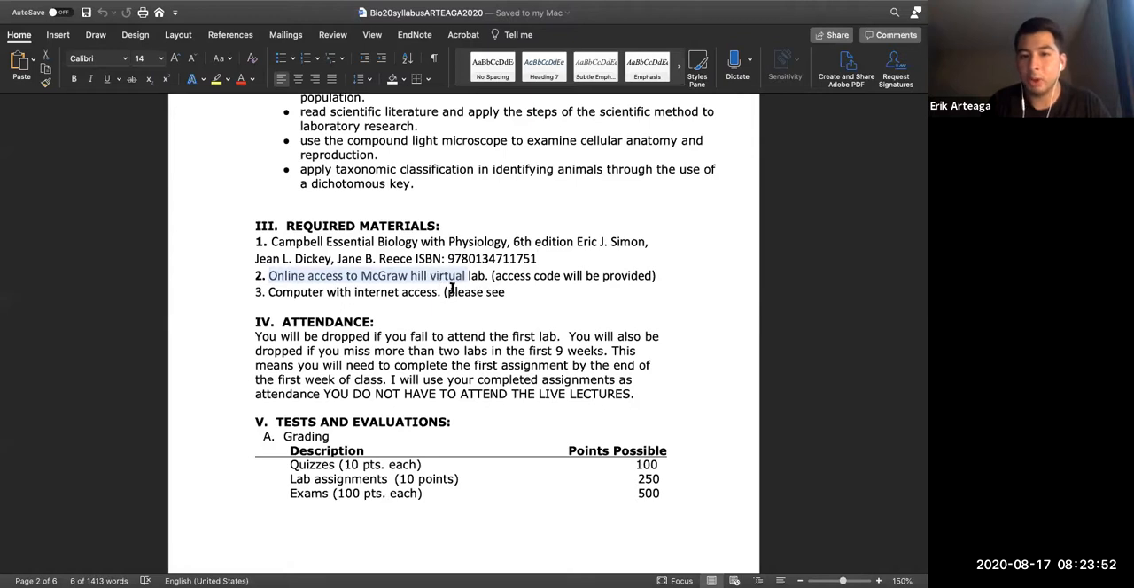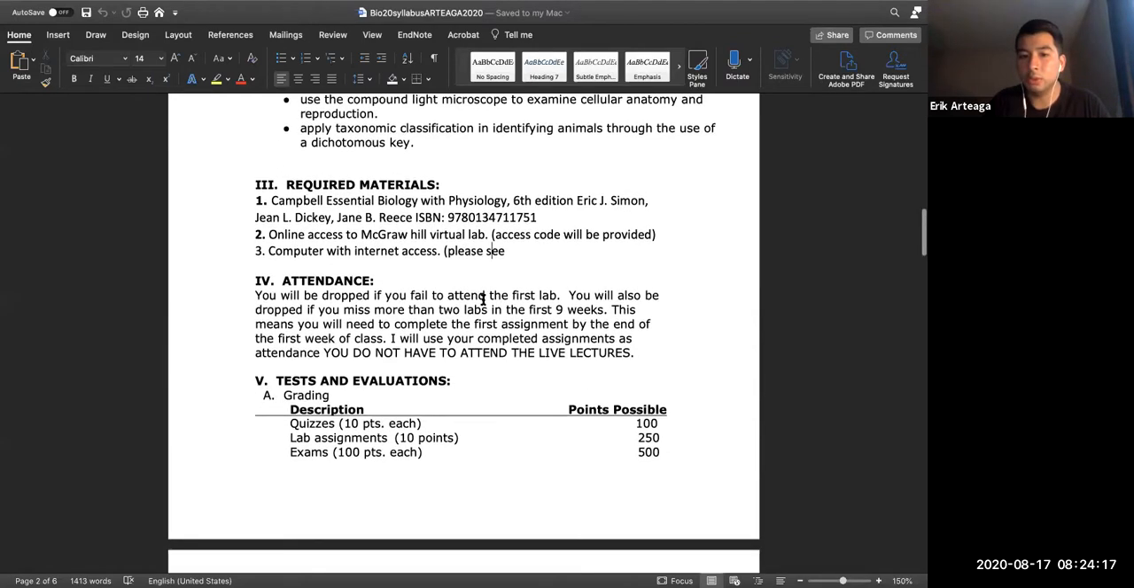Online access to McGraw-Hill virtual lab. I will provide you with this again when you sign up online. If you don't have the access code right now, just sign up for the temporary trial run using that software. Okay, and you do need a computer with internet access. And here's the first typo. Please email me if you don't have the proper equipment or you don't have a computer.